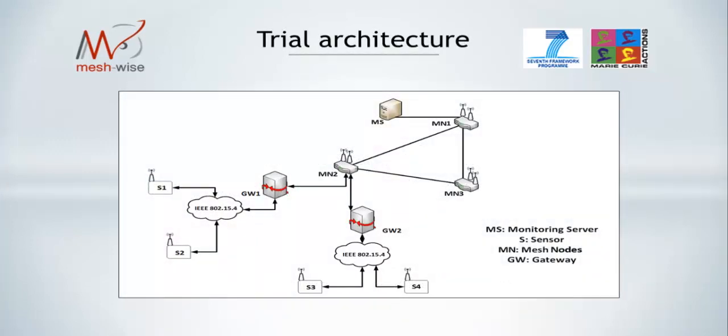It consists of three distinct parts, namely the backbone network that includes three mesh nodes communicating over Wi-Fi, the IoT network comprising two IoT gateways, and the monitoring server acting as the system backend.